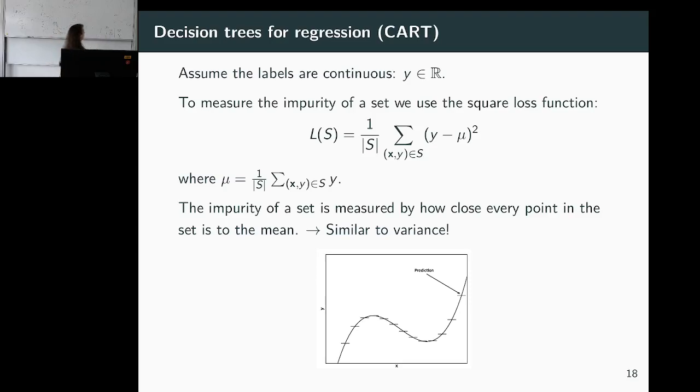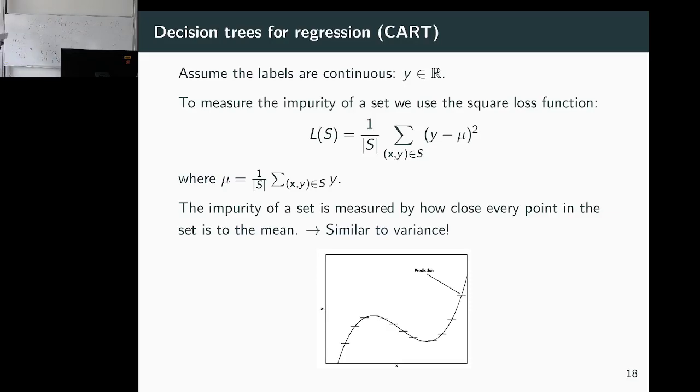So basically what we do first is we say, okay, there are some labels there which are continuous. I don't know, 1.0, 1.5, 5.6, and so on. So first we compute the mean of all the labels in there. This mean.